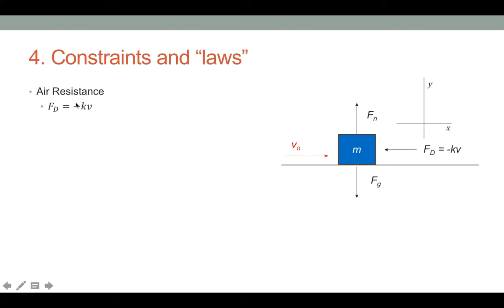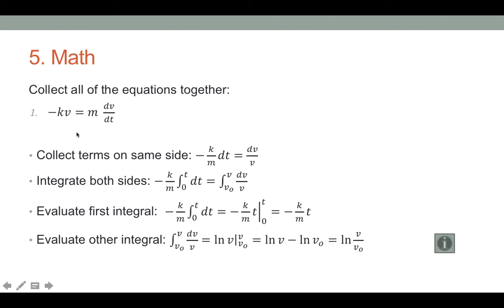Now, the law we're going to use is Stokes' law, that the drag force is minus k times the velocity. And we can collect that together, so we have minus kv equals mass times acceleration, and acceleration is a derivative. Now we have a differential equation because the acceleration will depend on the velocity, or the derivative of a function will depend on the value of the function, and that is a differential equation. We're going to solve this differential equation by just collecting terms together, so we have all the velocities on one side.